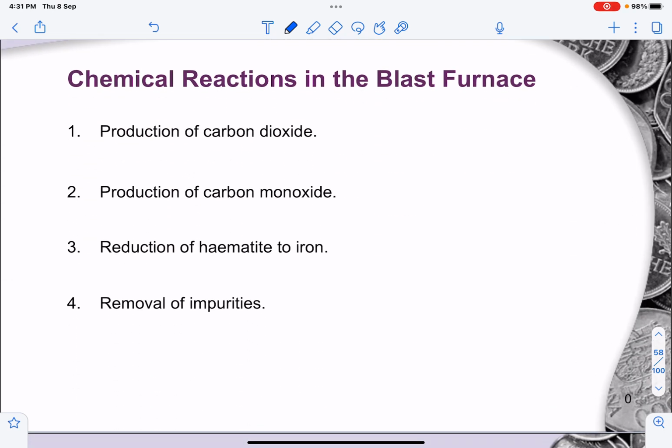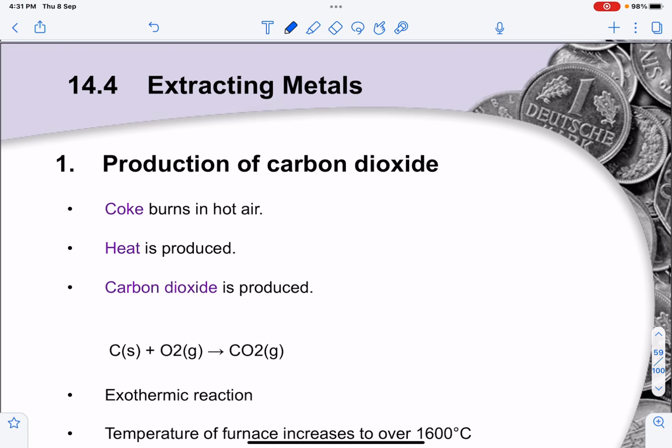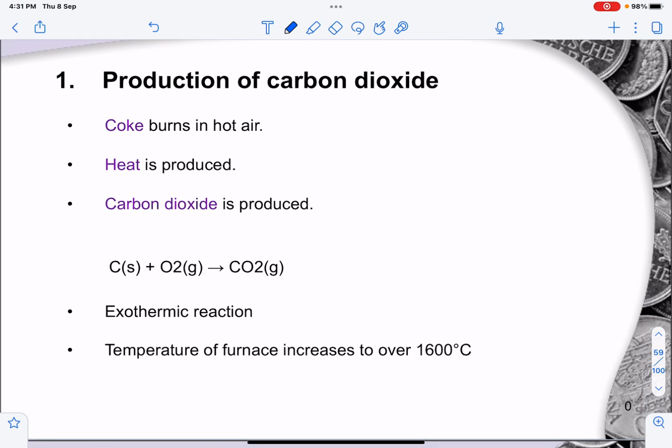So there are actually 4 main steps in this chemical reaction in the blast furnace. First, we produce carbon dioxide. The purpose of this carbon dioxide production is to produce carbon monoxide, which helps to reduce the hematite to form iron, and of course the removal of impurities finally. So the first step is how do we produce carbon dioxide? In this case, you will need to memorize the chemical equation.